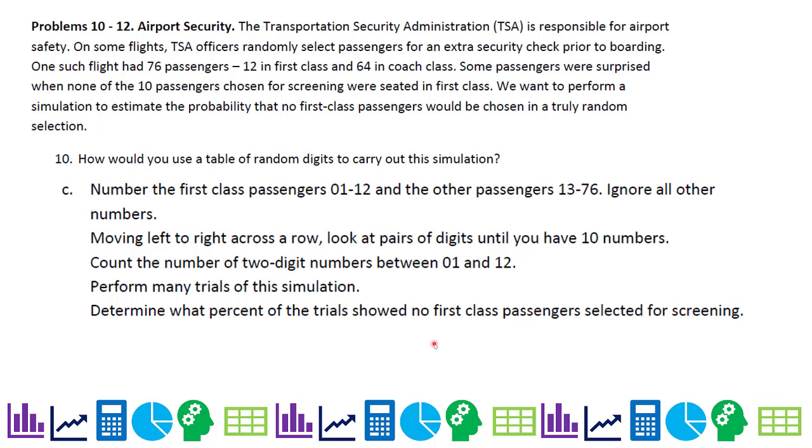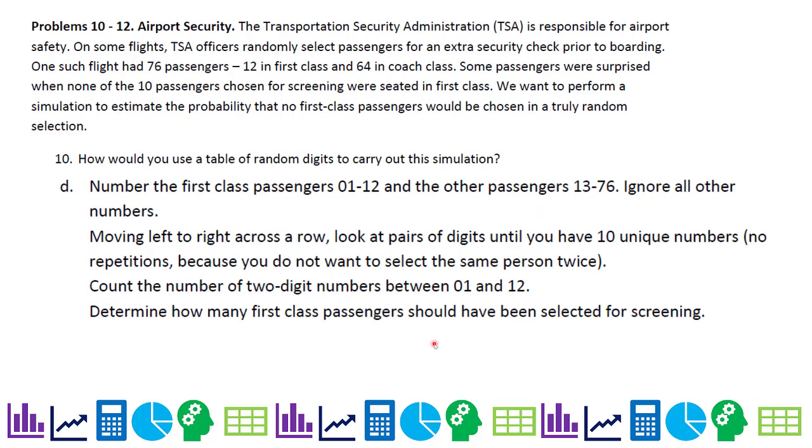C. Number the first class passengers from 0 to 12. See, this is doing much better. And the other passengers 13 to 76. Ignore all other numbers. So we can live with that. Moving left to right across the row, look at pairs of digits until you have 10 numbers. The problem with this, it did not specify to ignore repeats. You need to tell me what to do with repeats. And so this one's wrong, okay, because we did not talk about repeats.